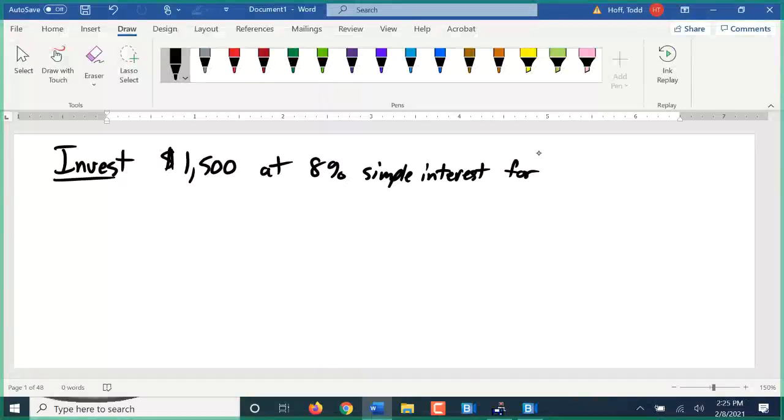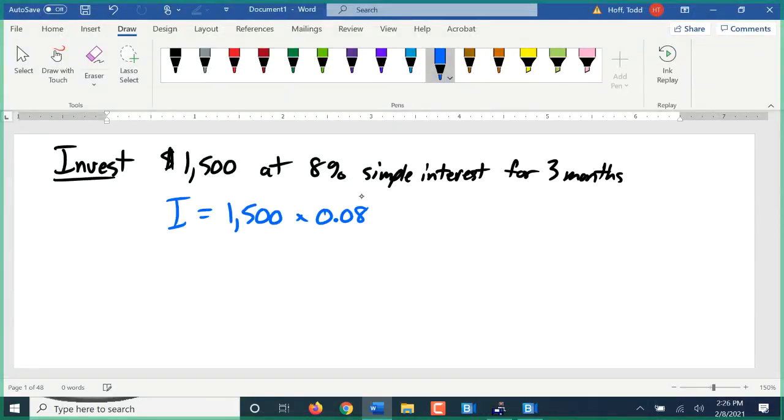For 3 months. Find the maturity value, we first have to find the interest. So the interest is the principal of 1,500 times the rate of 0.08, our percent as a decimal, times, how do we express 3 months? We said the time was always years. What do you do? Just make it a fraction, 3 out of 12. It's 3/12 of a year.